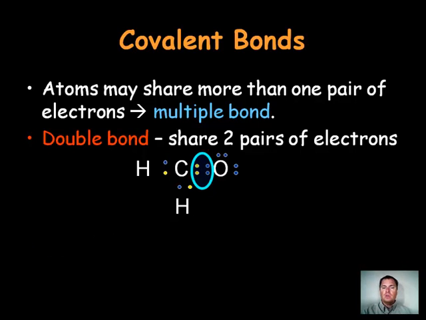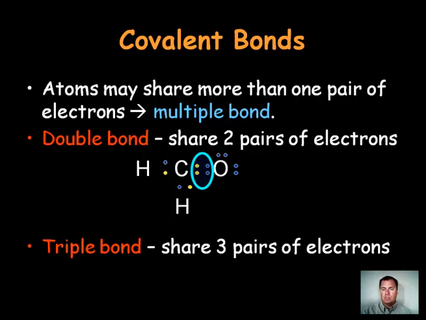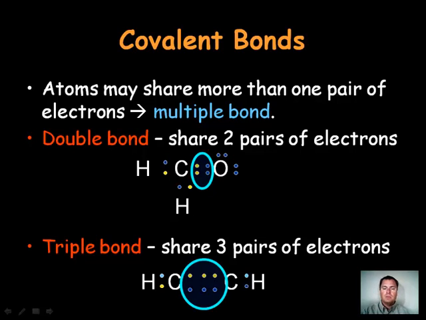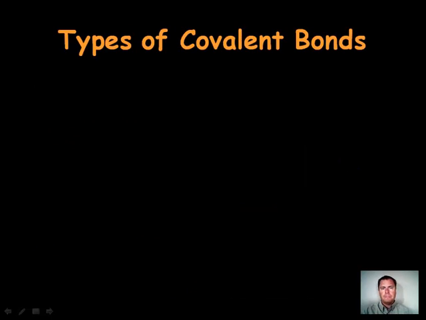Now, if they share 3 pairs or 6 electrons, we call it a triple bond. So we've got 1, 2, 3. So covalent bonds share the electrons. They're not transferring them. They can share 1 pair or 2 electrons, which is a single bond, 2 pairs or 4 electrons, which is a double bond, or 3 pairs or 6 electrons, and we call it a triple bond. Pretty simple.